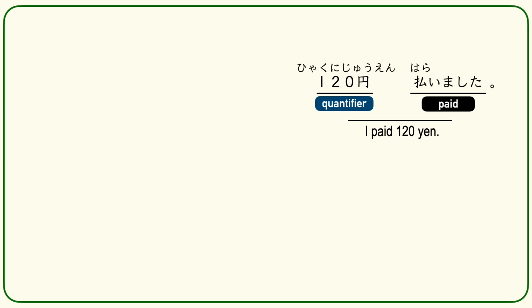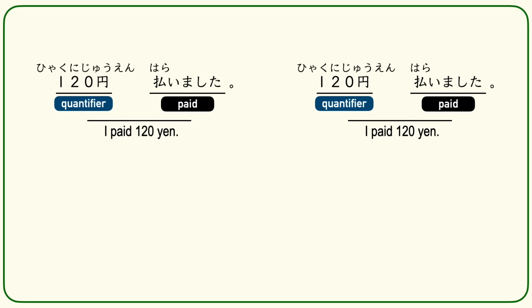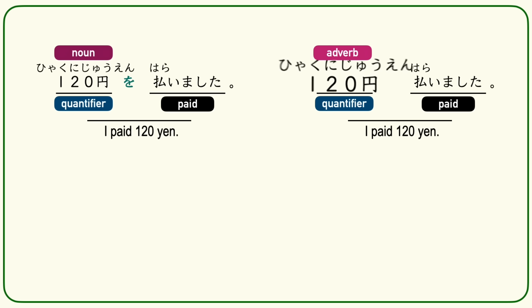Some of you might be thinking, what about 120円を払いました? Because 120円 here is the object, shouldn't you mark with the お particle? Yes, you can say 120円を払いました. However, in Japanese, quantifiers can be used as an adverb. So this 120円 is used as a noun. But this 120円 is used as an adverb. And this sentence is more common.